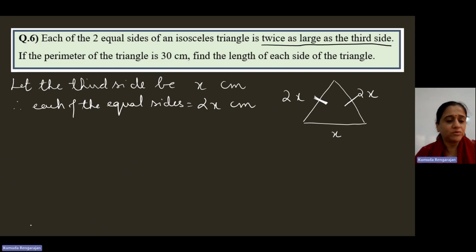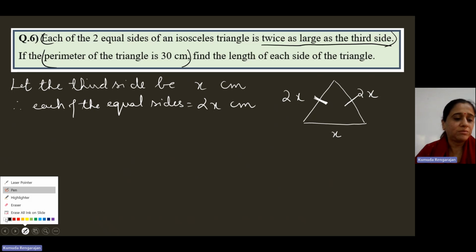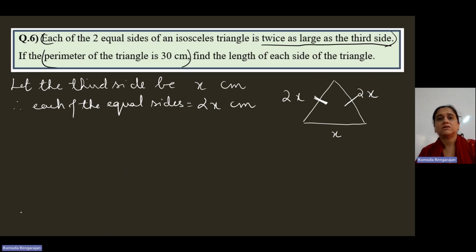So this is the information which we have not still used, right? Perimeter is 30 centimeters. This one we have already used to assume the length of the sides. Perimeter of the triangle is 30 centimeters is still not used, and we're going to use this to construct the equation. So how do you find the perimeter? What is perimeter? The sum of all the 3 sides of the triangle.